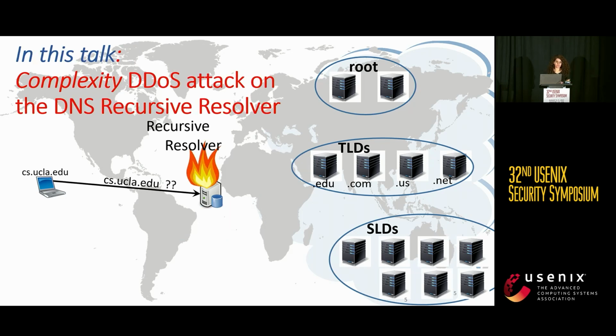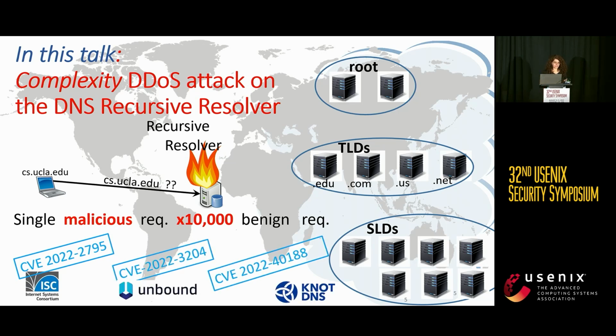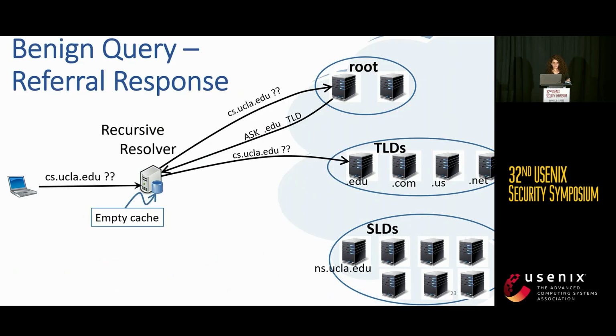So I'm here to talk with you about a complexity DDoS attack on the DNS recursive resolver. To the best of our knowledge, this is the first computational complexity attack, not like previous attacks, which were flood attacks, actually communication complexity attacks. In this attack, one single malicious request equals 10,000 benign requests. After disclosing this issue, we received 3 CVEs from BIND, Unbound, and Knot Resolver.